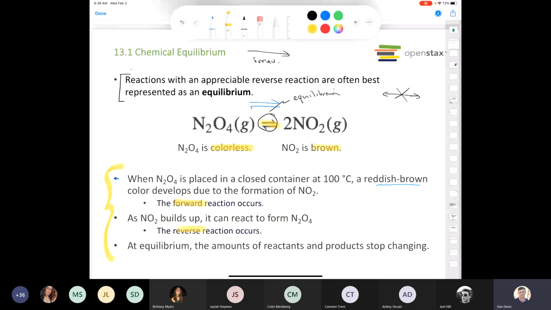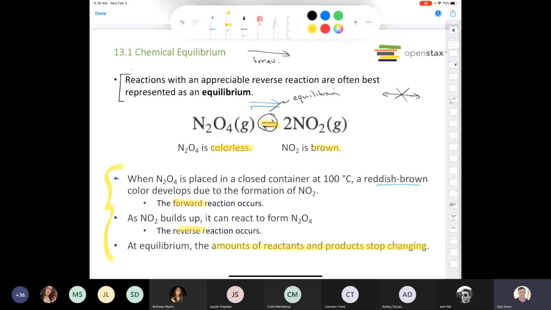Now, what I'm trying to get at here with you guys, and what I want you to understand before we really get into looking at problems, is that at equilibrium, the rate of the forward reaction is going to be equal to the rate of the reverse reaction. So that would mean that the amounts or the concentrations of reactants and products are going to stop changing.